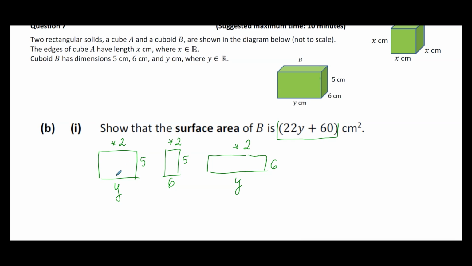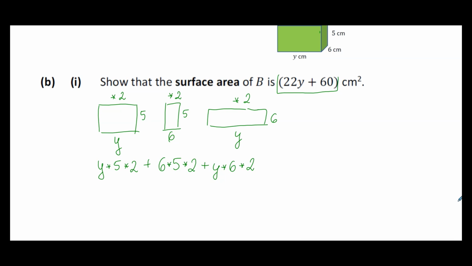Okay, so how do I calculate an area of a rectangle? I multiply one side by the other side. That means y multiplied by 5 and multiplied by 2 because I have two of those. And therefore plus, again, 6 multiplied by 5 and again multiplied by 2 because I have two of them. And therefore plus y multiplied by 6 and again multiplied by 2 because I have two of them.